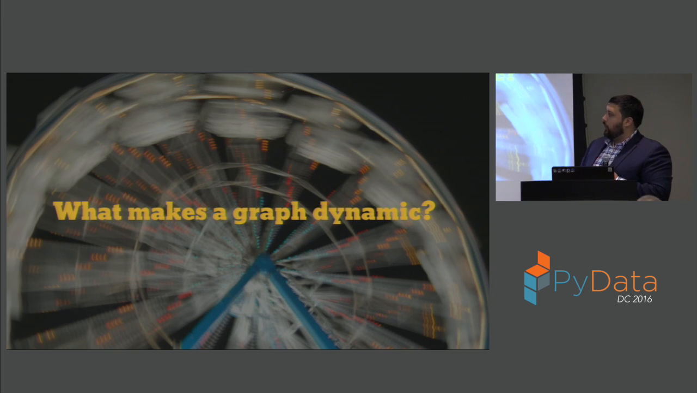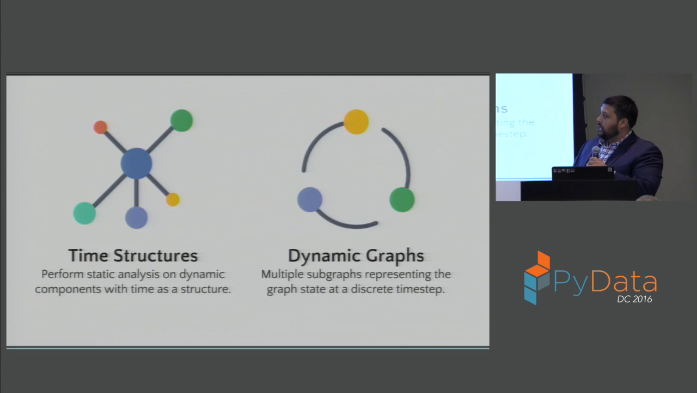But the next question is, what makes a graph dynamic, right? We're interested in change over time. So there's two primary methods. The first is what you alluded to, is actually adding time as a structure, adding it as a vertex or a node itself. And the second is to make dynamic graphs, and dynamic graphs are structures that have multiple graphs.